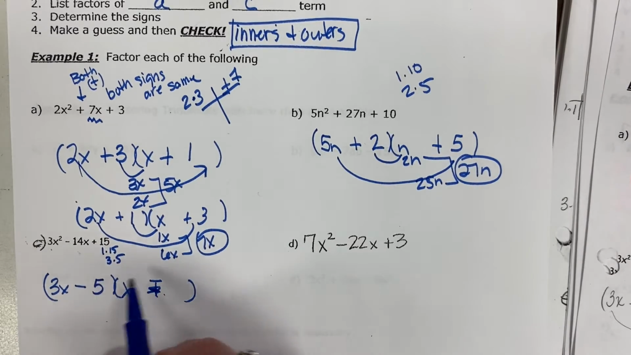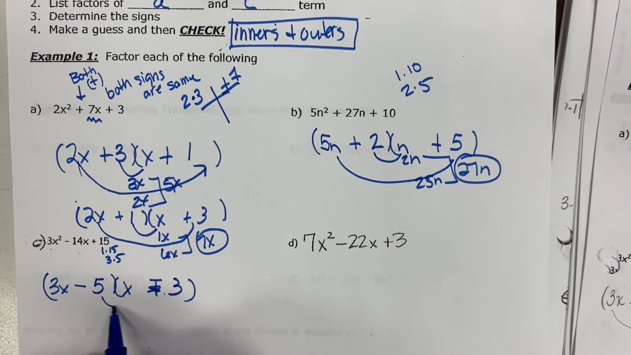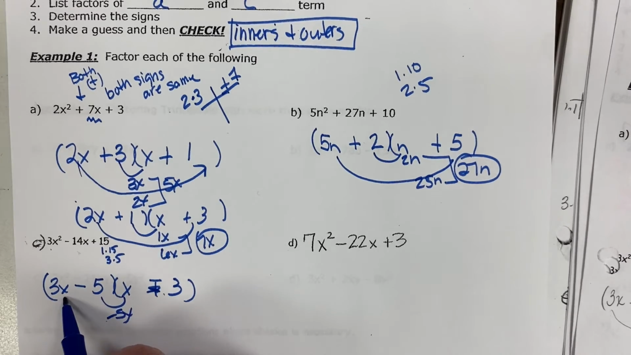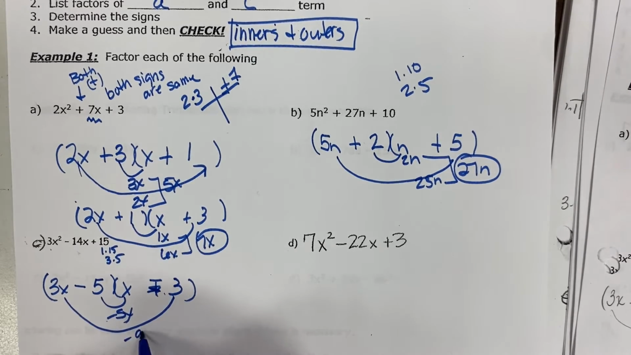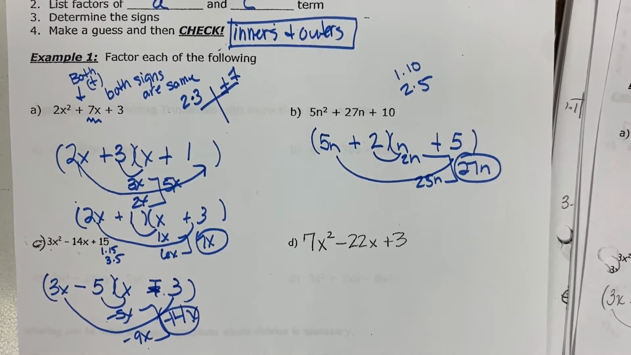If I put a 5 and I put a 3 here, my inners here is a -5x. My outers is a -9x. That gives me a -14x. And that means that I did this correctly.